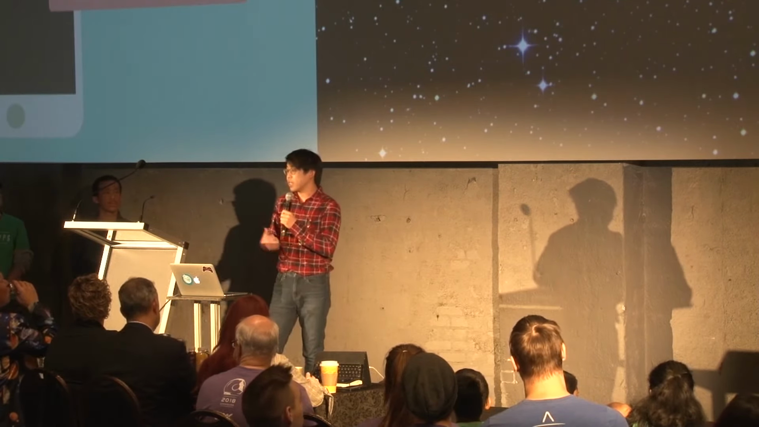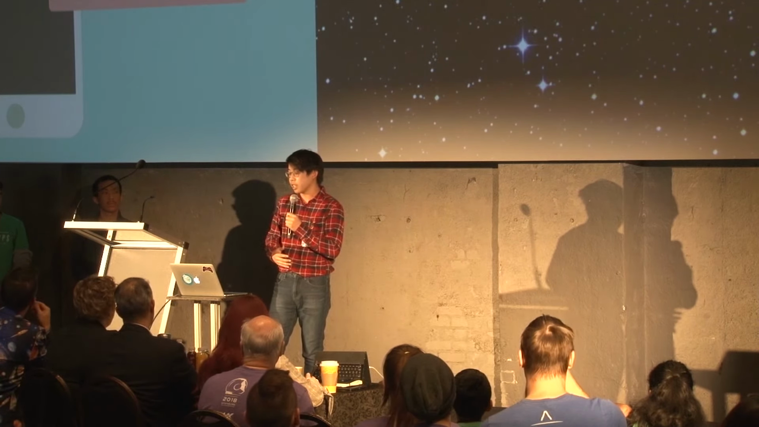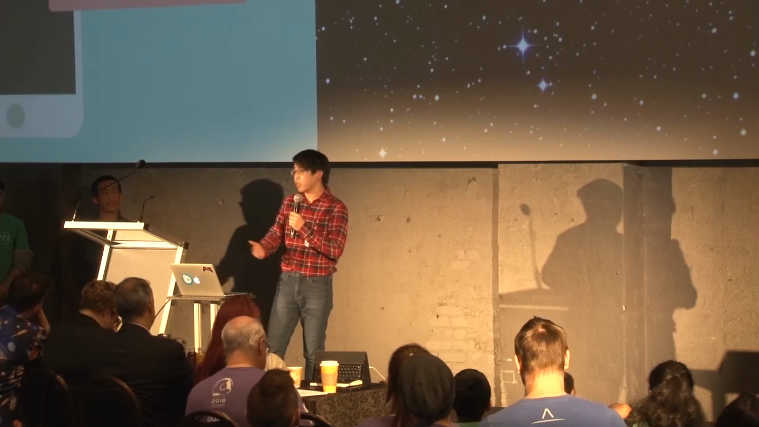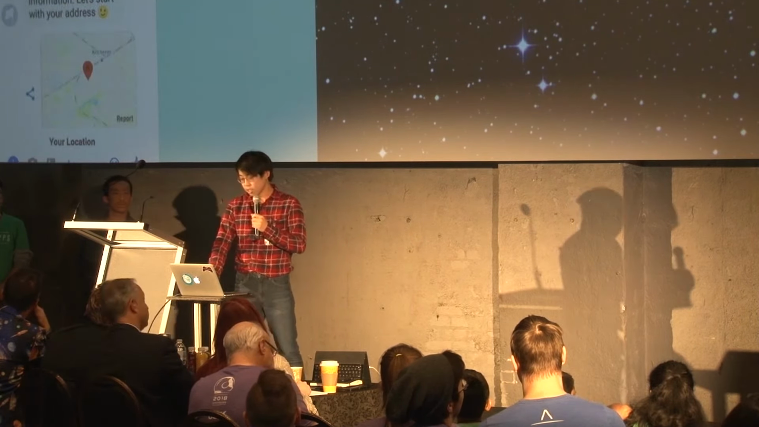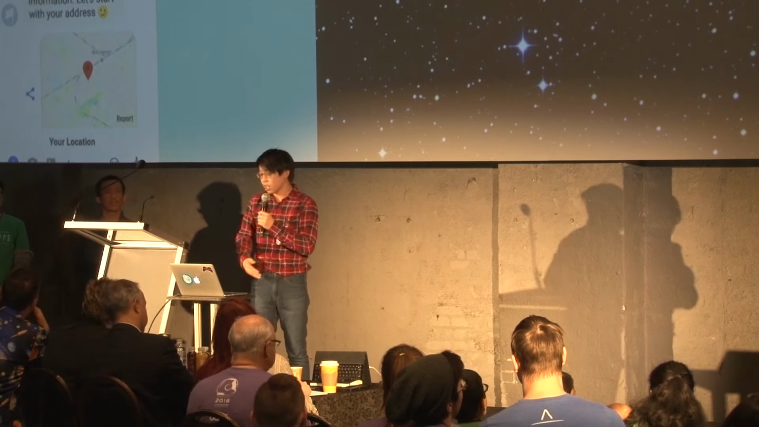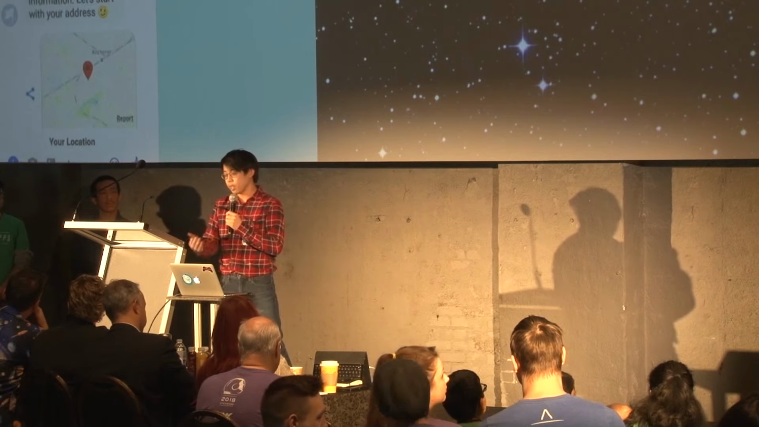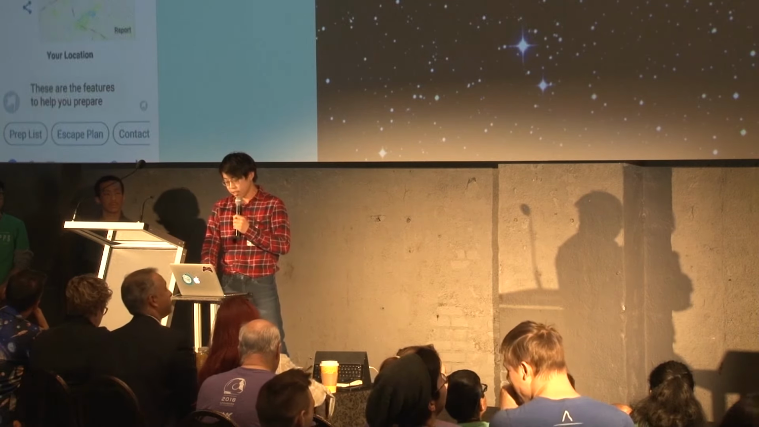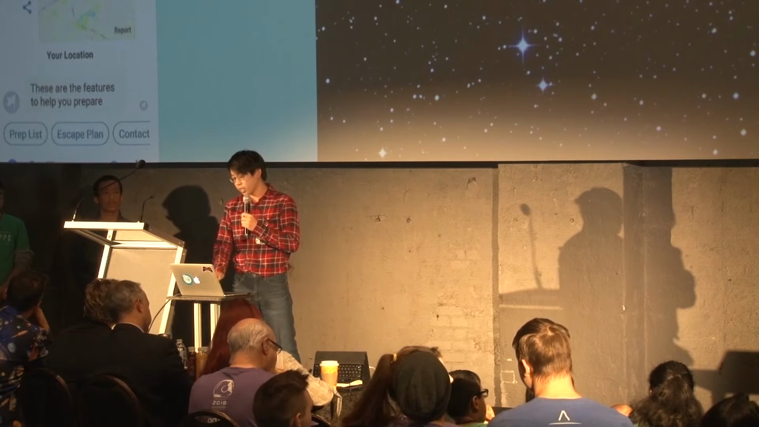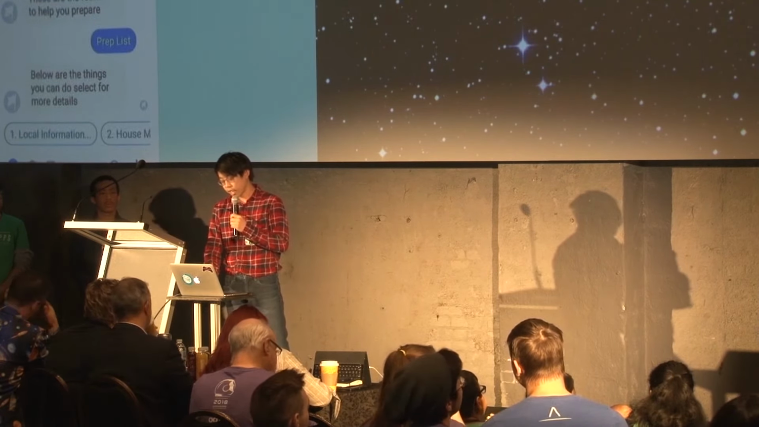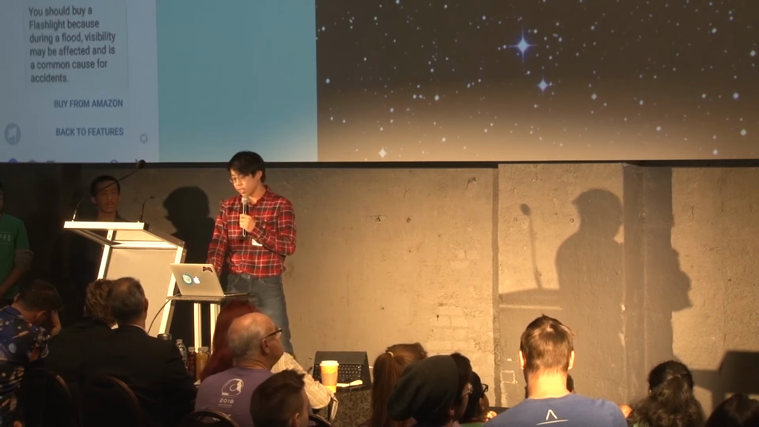So what we would ideally like to happen is she gets a notification one day that hurricane season is approaching, and she should enable this bot in order to help her prepare for the upcoming season. So her first use would be getting her location information from the user through the Facebook API, and then it would give her a list of features to help her prepare. So for example, a preparation list, escape plan, and contacts. She would be able to browse different options in order to get more details.